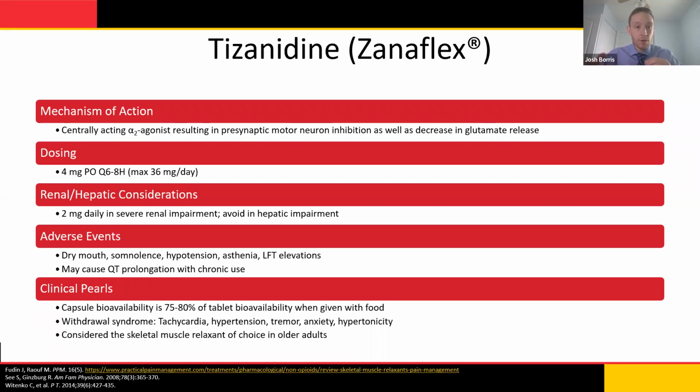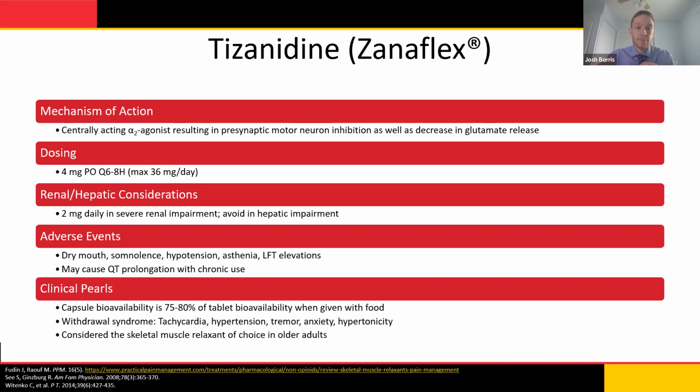We're blocking glutamate, and we're causing motor neuron inhibition. So we're actually getting both of the disease states and pathophysiologies covered there. It peaks within 1 to 2 hours and lasts for about 3 to 6 hours. And one of the things with capsules and tablets, you'll see in the clinical pearls, that first one, they're not equally bioavailable when given with food.